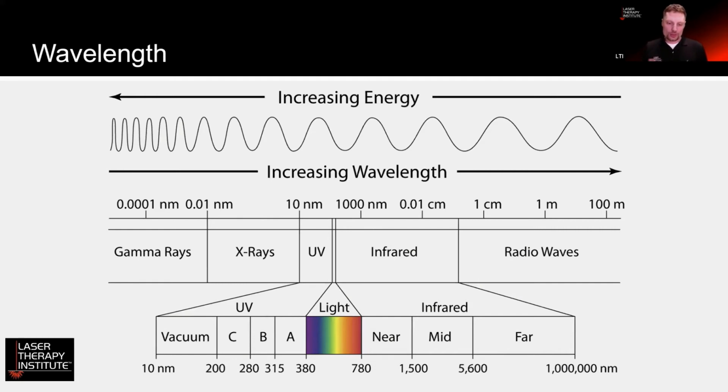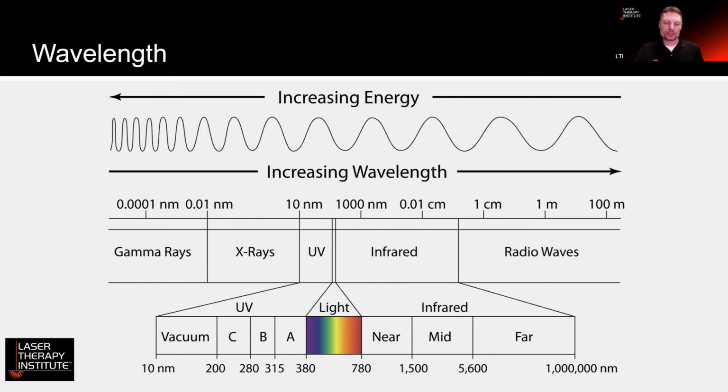So this right here is your electromagnetic spectrum. You can see the visible spectrum of light between 380 and 780 nanometers. And that is what our human eyes can see on the visible side of things. Just to the right there, you see the infrared spectrum, and that is near, mid, and far infrared. And then you get into things like radio waves. If you go the other direction, you get into UV light, X-rays, gamma rays.